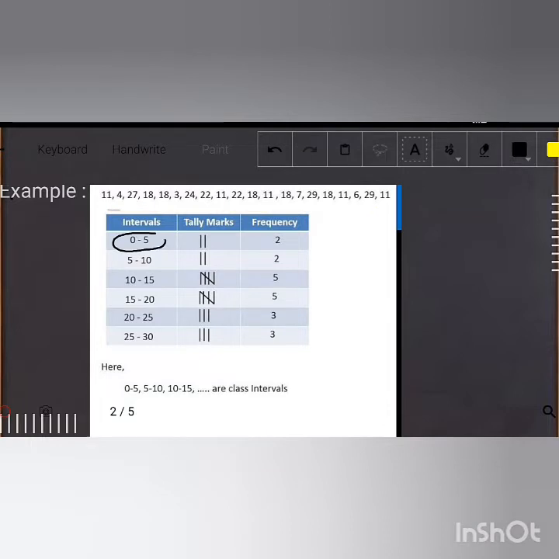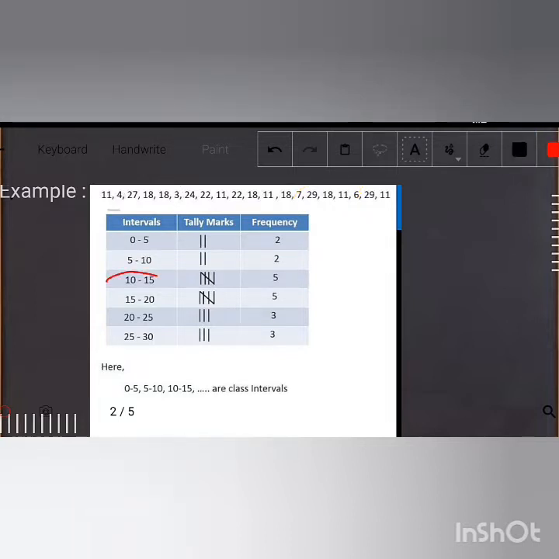See 0 to 5, the numbers between 0 to 5 are 3 and one more 4. Yes, there are two numbers between 0 and 5. We have taken the frequency as 2 because we have only two numbers. Now let us take 5 to 10. In this you can see 6 is one number, 7. These two are the only numbers between 5 and 10. So we have taken the frequency as 2.